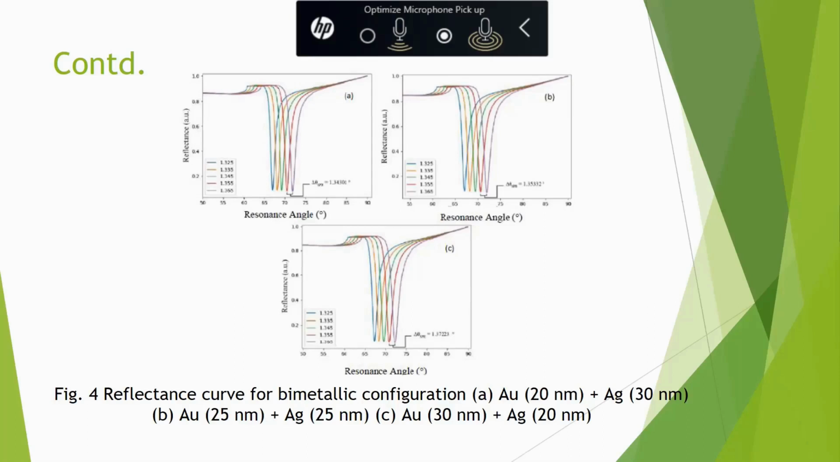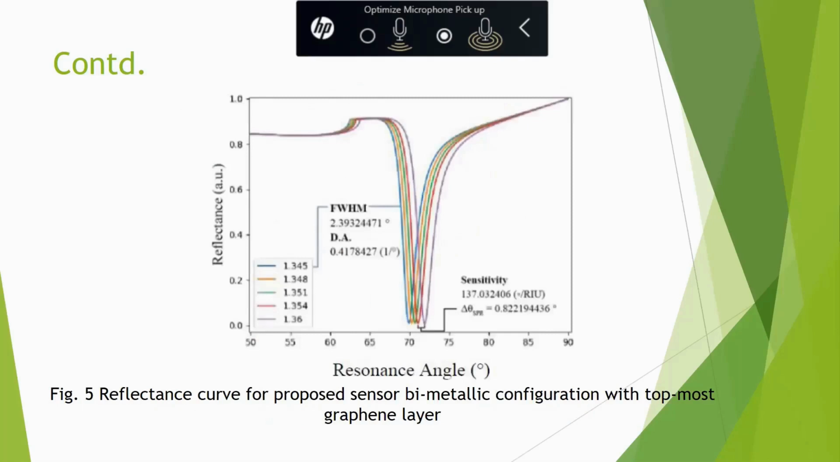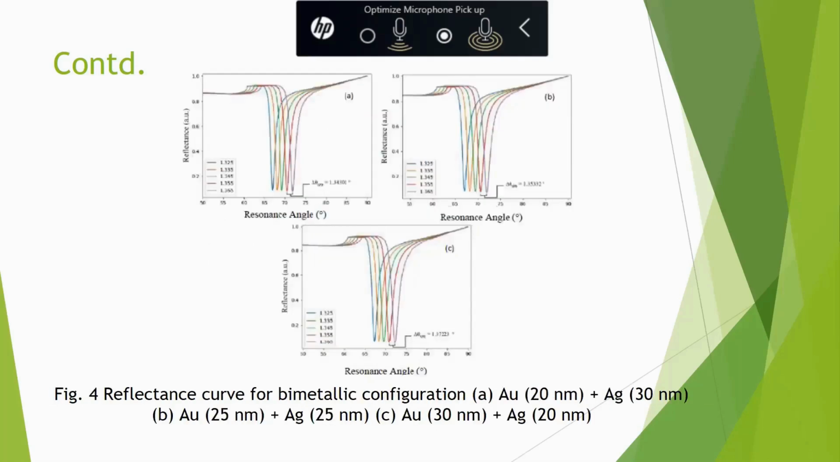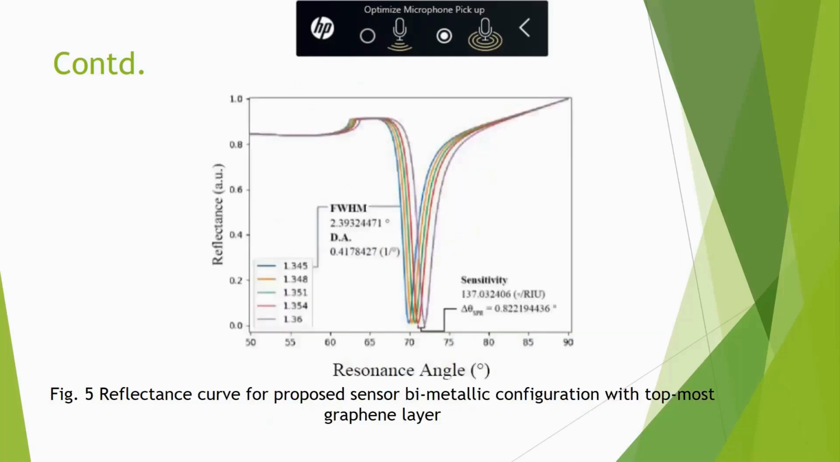To achieve that, we put the graphene layer over the bimetallic, and we got this type of spectrum. From this spectrum, it is seen that in the previous work, the refractive index change of the analyte was 1.325 to 1.335, that is 0.01 RIU. However, in the case of the bimetallic approach with graphene, we are changing our sensing refractive index from 1.345 to 1.348, meaning 0.003 RIU, and we are getting a sufficient shift of 0.82.